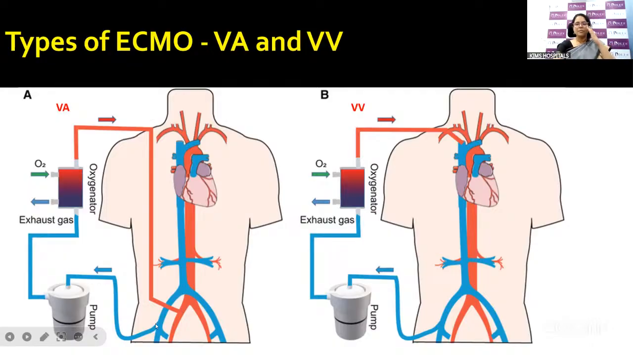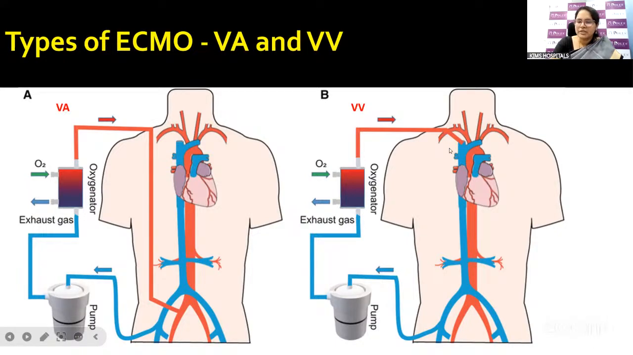So this, as you can see, bypasses both the lungs as well as the heart. So we send the oxygenated blood right back into the artery. In contrast, when you look at the figure on the right, which is VV ECMO, the venous blood or deoxygenated blood is again taken out by the drainage cannula, passes through the pump and then through the oxygenator and back into one of the systemic veins of the body. So this could be one of the branches of the SVC or IVC. So this is VV ECMO, wherein the return cannula is placed in a vein.